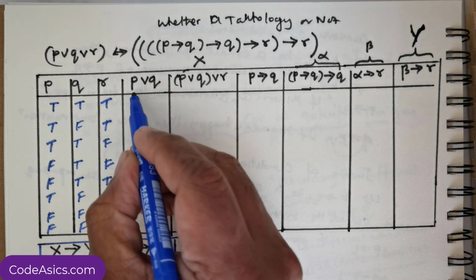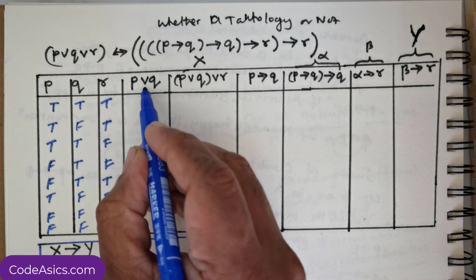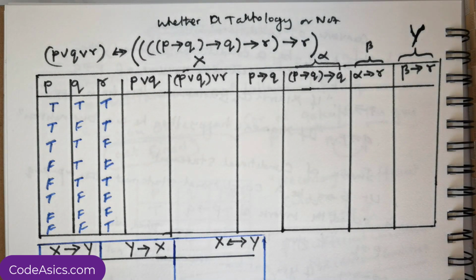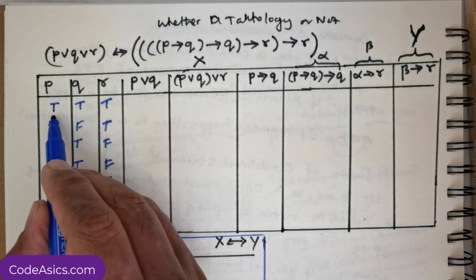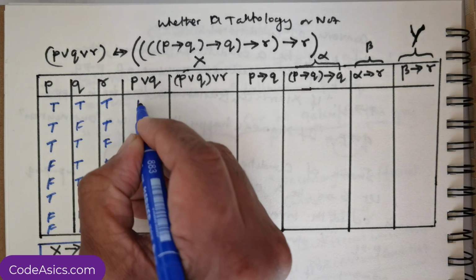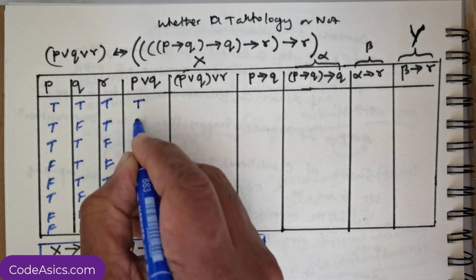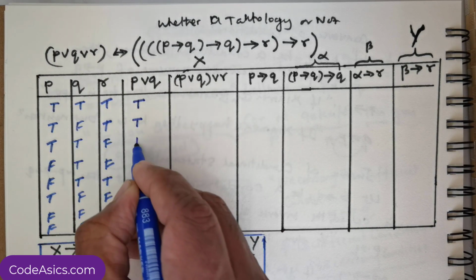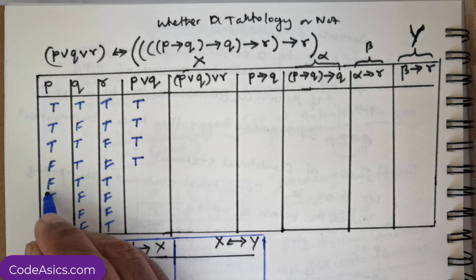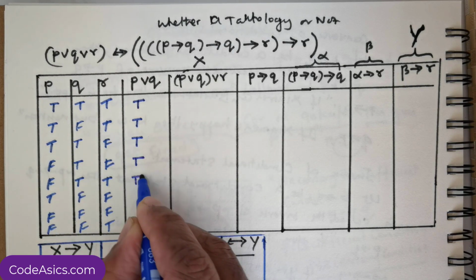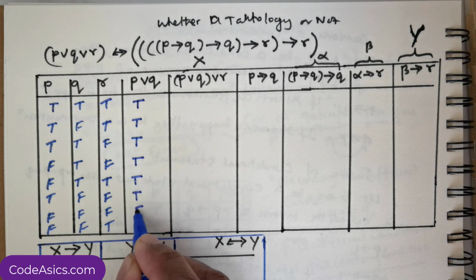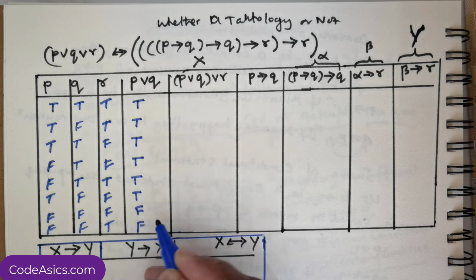Now first, P disjunction Q. As I mentioned to you, disjunction means you are adding. So this is 1 and 1. 1 added with 1 will give you 1. 1 added with 0 will give you 1. 1 added with 1 will give you 1. 0 added with 1 will give you 1. 0 added with 1 will give you 1. 1 added with 0 will give you 1. 0 added with 0 will give you 0. 0 added with 0 will give you 0.